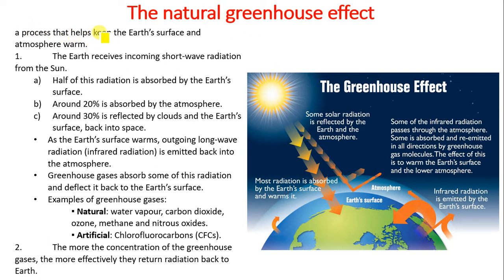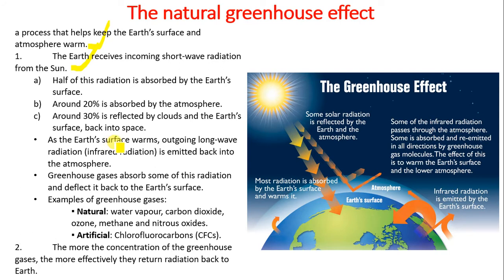Now, it's a process that helps keep the Earth's surface and atmosphere warm. The Earth receives incoming shortwave radiation from the sun. Half of this radiation is absorbed by the Earth's surface. Around 20% is absorbed by the atmosphere. Around 30% is reflected back to space by clouds and the Earth's surface.